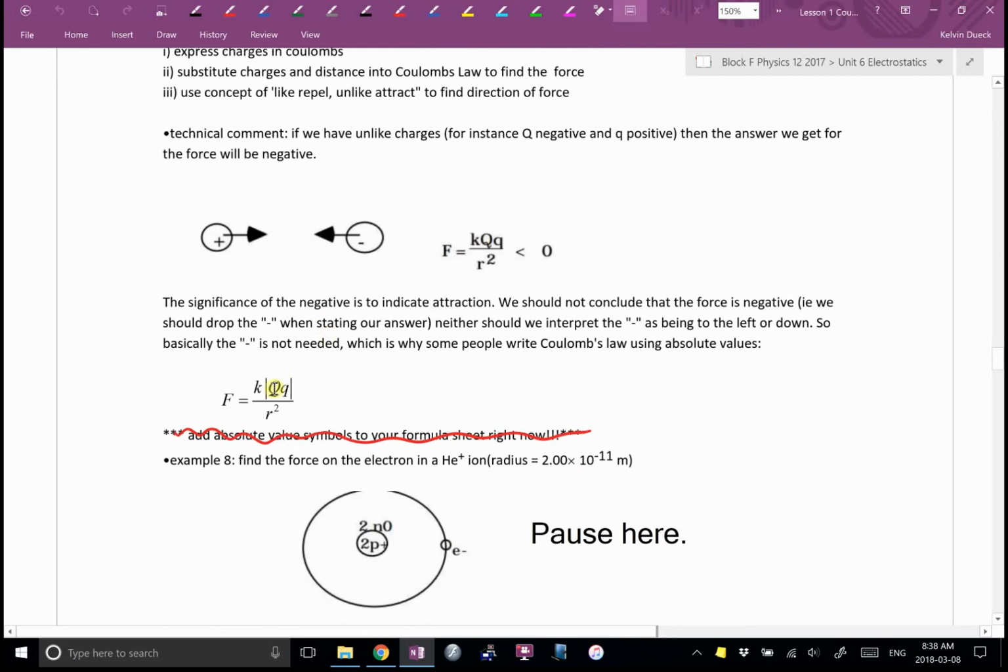We also said that we don't put negatives and positives into the equation, which is why I think on your formula sheet there are absolute value signs. We use the negatives and positives to figure out whether it's attracting or repelling. If they're opposite, attract. If they're like charges, repel.